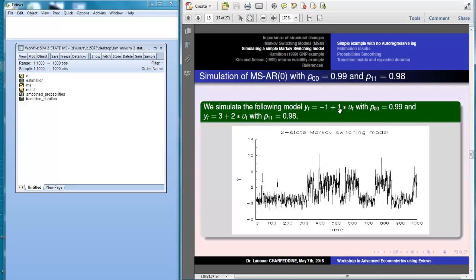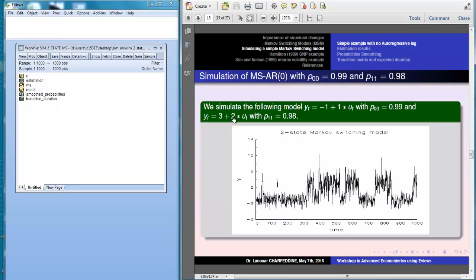minus 1 plus sigma 1 times ut, which is normally distributed with mean 0 and variance 1. And we suppose here that P00 is equal to 0.99, the P00 for the first regime, and P11 for the second regime. Sometimes we say P00, P11, or P11, P22, it's the same. P11 is equal to 0.98, and here we have the mean is 3, and the standard error is equal to 2, which means that the variance is equal to 4 here, and the variance is equal to 1 here, 1 squared, 2 squared.